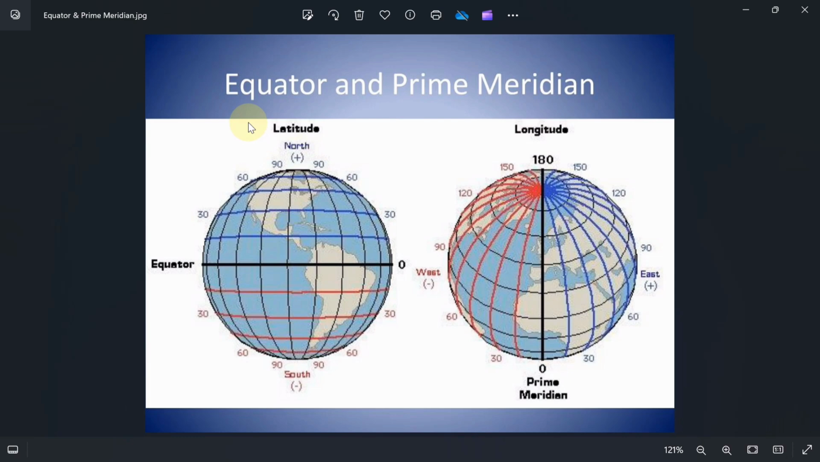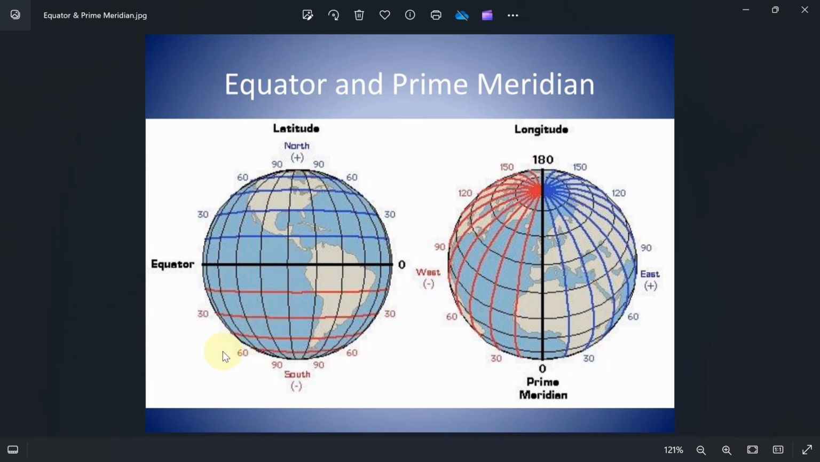Latitude refers to the angular distance of a location on earth, measured in degrees north or south of the equator. See, here you can see in the latitude image, the equator is given. So what is actually the equator? Try to understand. The equator is an imaginary line that divides the earth into two equal halves, the northern hemisphere and the southern hemisphere. It is located at 0 degree latitude and circles the earth horizontally.